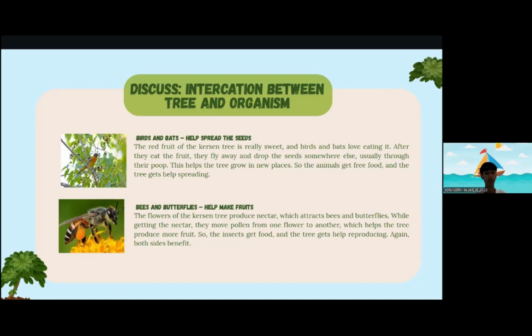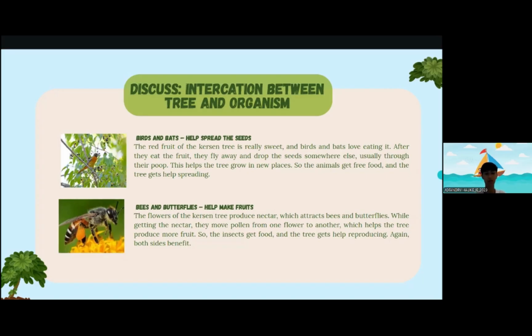The second one is bees and butterflies. They help make fruits. The flowers of the crescent tree produce nectar, which attracts bees and butterflies. While getting the nectar, they move pollen from one flower to another, which helps the tree produce more fruit. So insects get food and the tree gets help reproducing. Again, both sides get benefit.